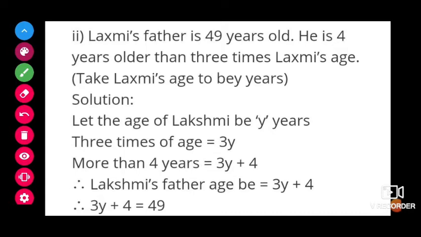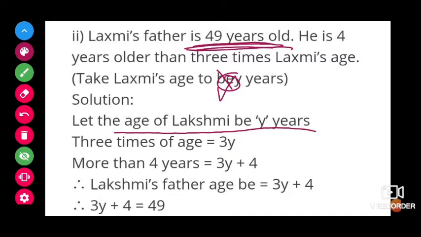Okay. Now children, what they are saying is Lakshmi's father is 49 years old. Actually his age is 49 years. And they gave one more link between Lakshmi's age and the father's age: he is 4 years older than 3 times Lakshmi's age. So let's take the age of Lakshmi to be y years. Or else whatever variable you want you can take, children. Not only y, not only x, or a. Anything from a to z, you can take.